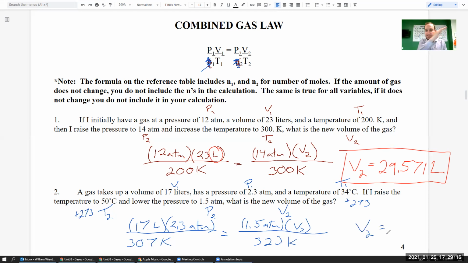So when I'm finished, again, I'm going to do the same thing. I'm going to go by the diagonal that has all three variables given, top left to bottom right. So again, 17 times 2.3 times 323 divided by the two numbers with the V2. 307, divide by 1.5 equals, my final answer is 27.425. Again, we're looking for a volume. That's going to be liters. So that's how you do the combined gas law.